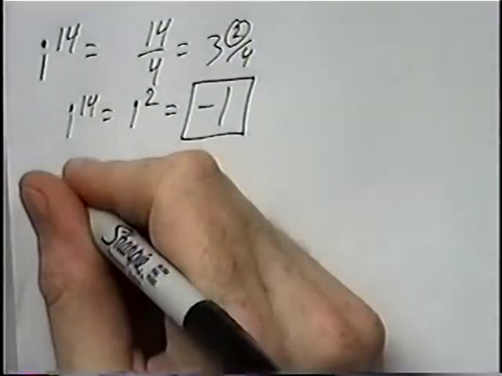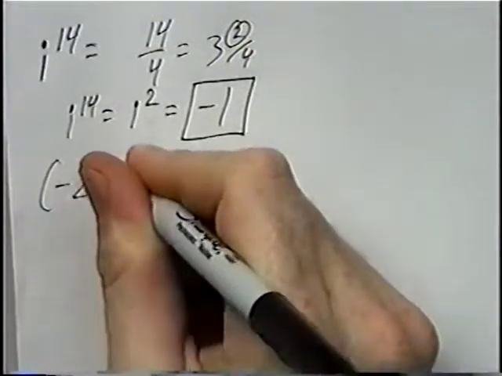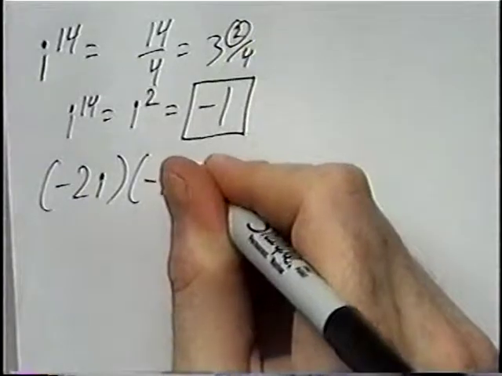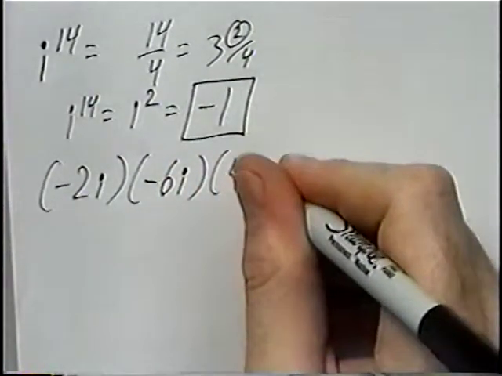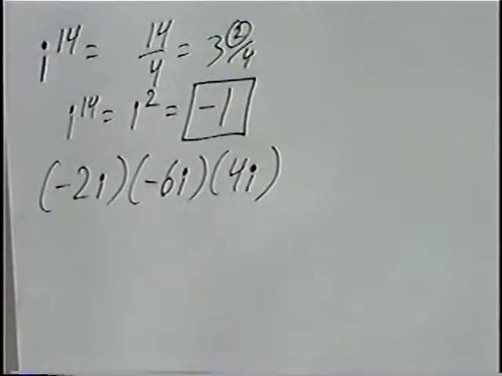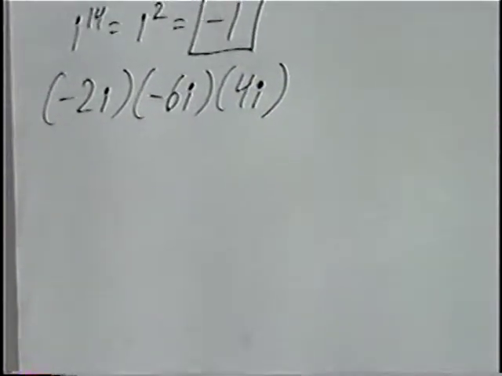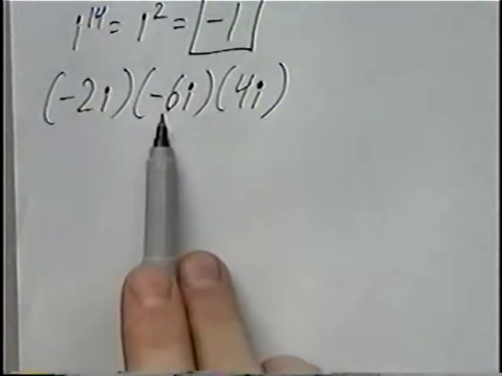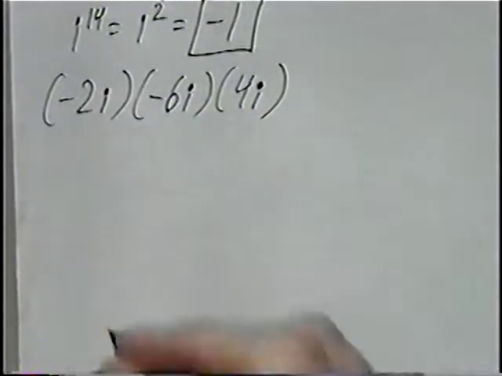Second question. First parentheses will have negative 2i, second parentheses, negative 6i, and times last parentheses 4 times i. i's are similar to variables. We can multiply them or combine like terms when possible. For this one, we can multiply the coefficients. Negative 2 times negative 6 would be 12. 12 times 4 would be 48.